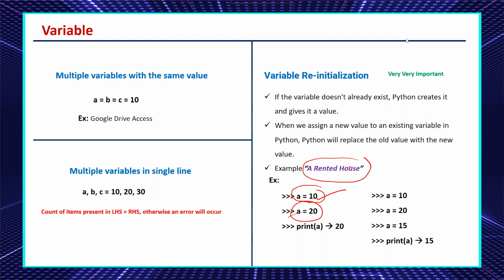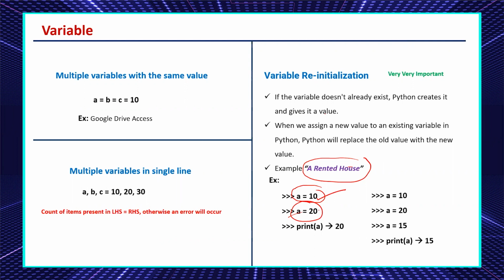For example, you are staying in a rented house. As a family, for cooking purposes, you need gas. You need to book the gas, then they deliver it to your home. What if you change the address? You also need to update the address with the gas agency. Here also it is the same way. A is equal to 10, A is equal to 20, which means we are giving a different address.